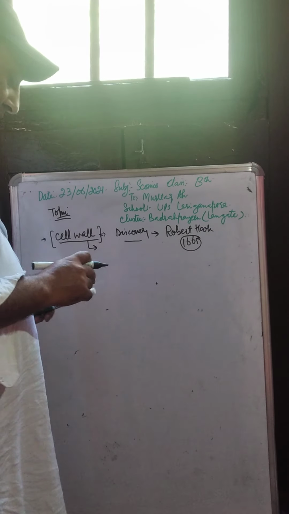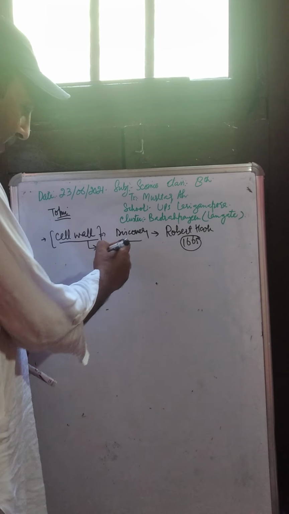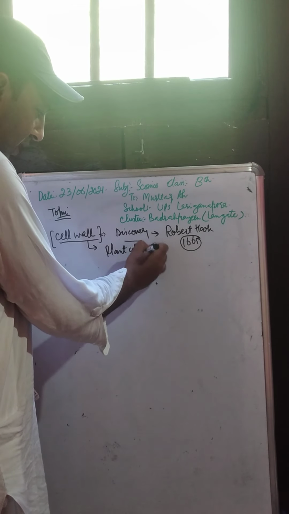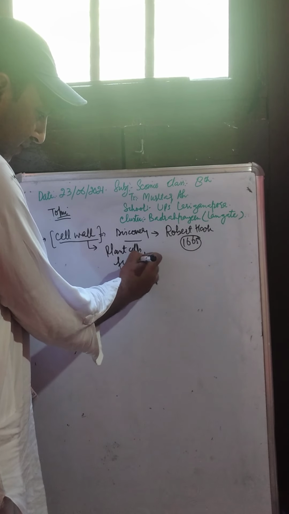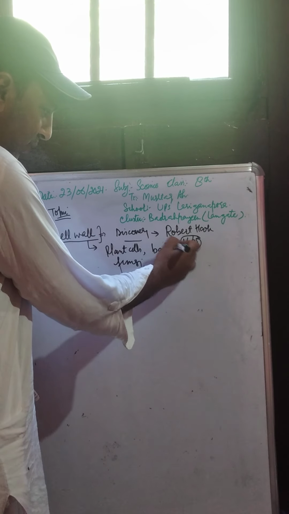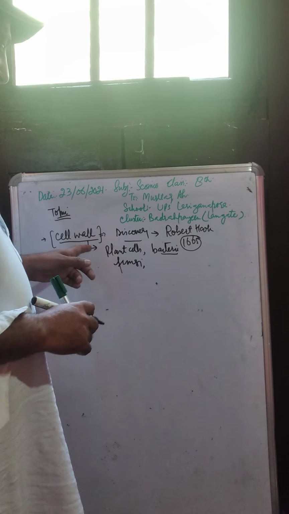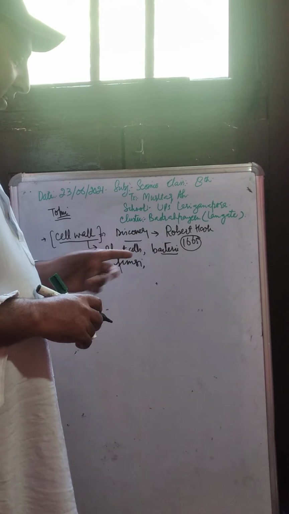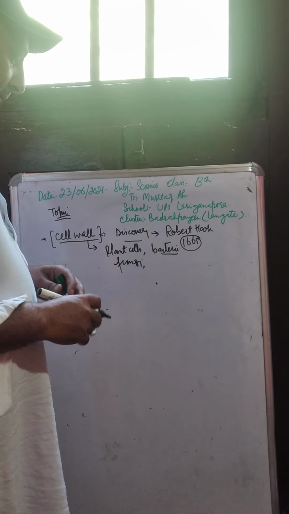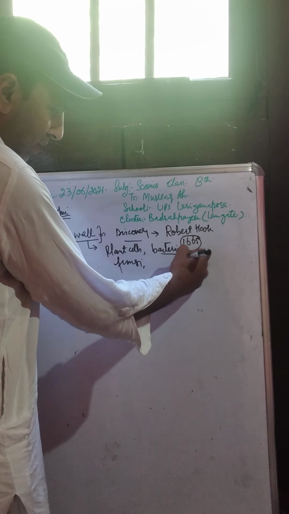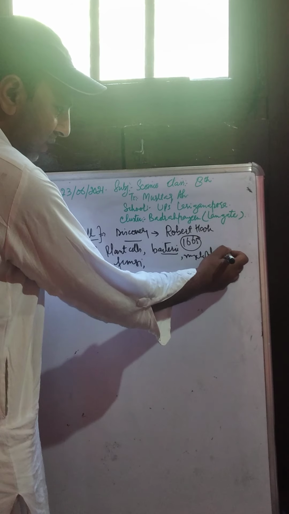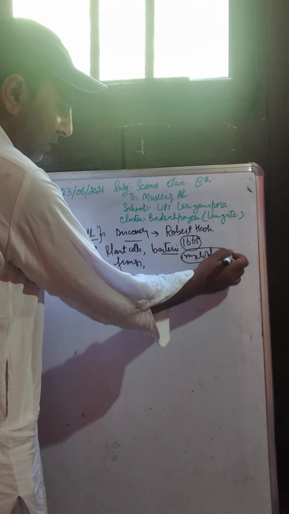As far as the cell wall is concerned, it's found in plant cells, right? It's also found in fungi. It's also found in bacteria. So we can say the cell wall is found in plant cells, bacteria, and fungi. There are exceptions. For example, mycoplasma is the exception among bacteria, where the cell wall is absent.